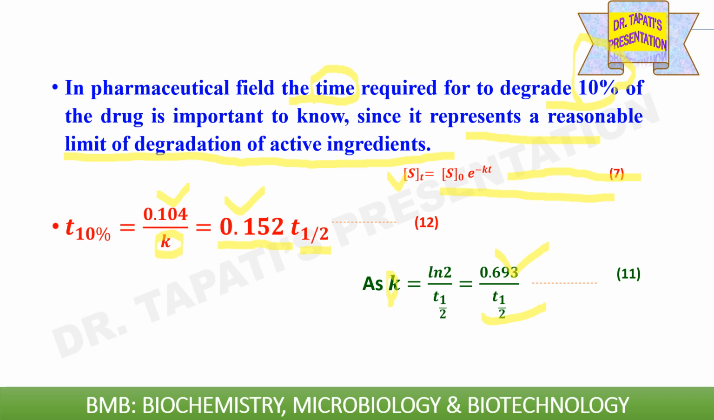So if we know the half-life of a reaction, then we can calculate its 10% value in case of first order reaction, that is 0.152 into T half. This is equation 12.